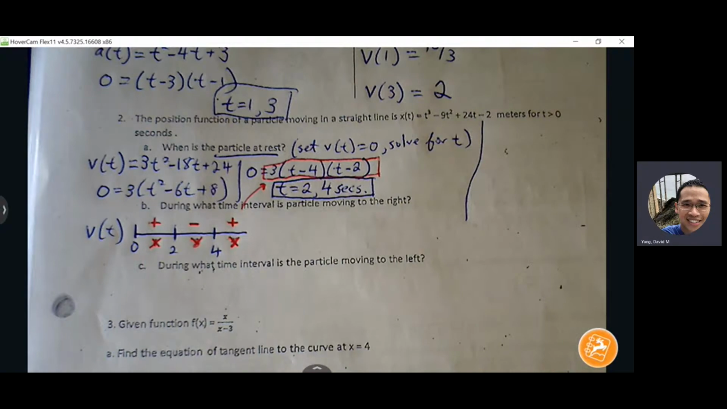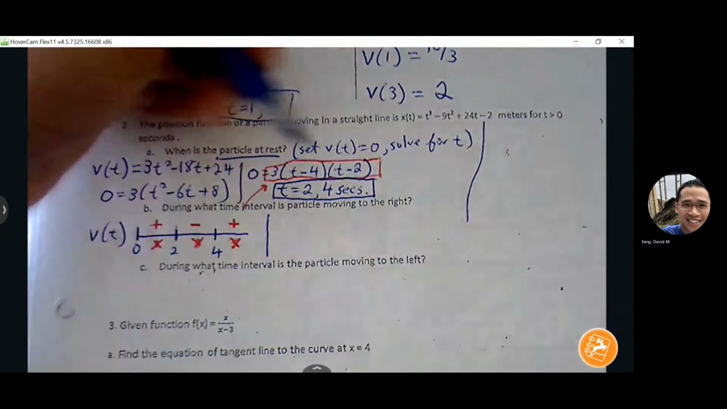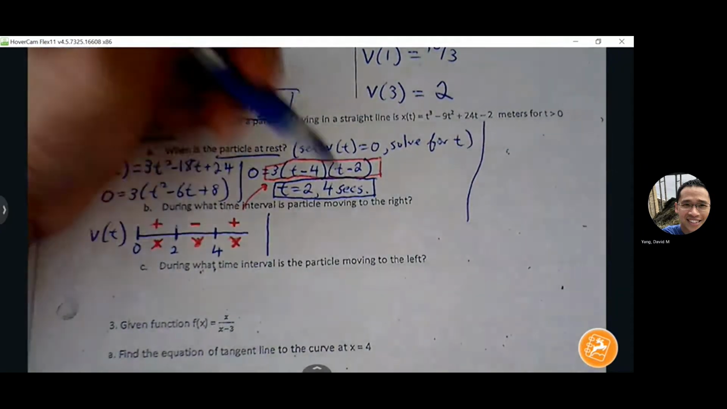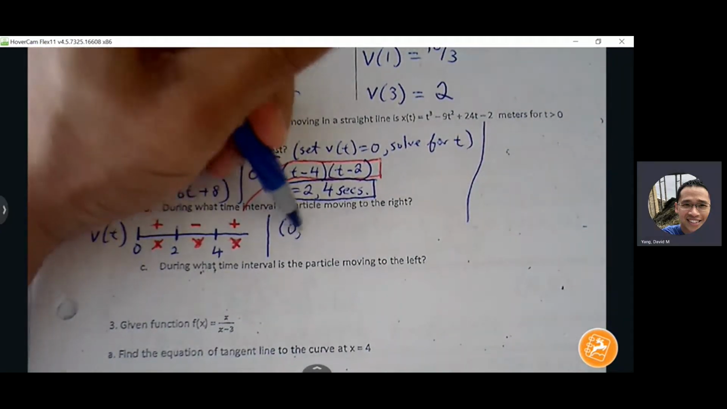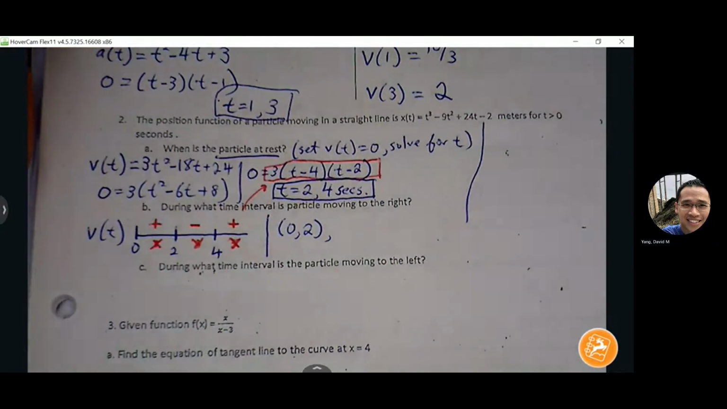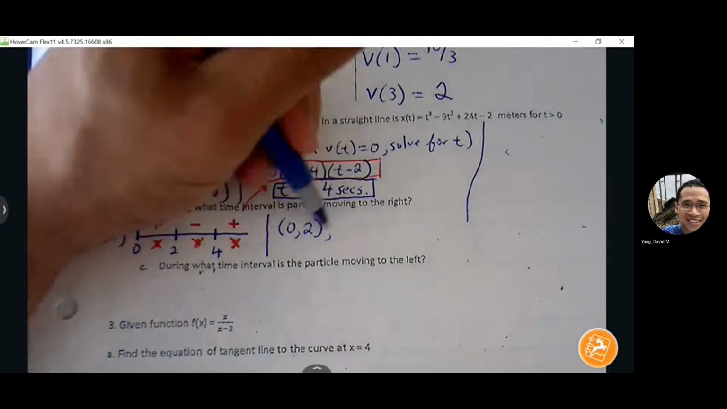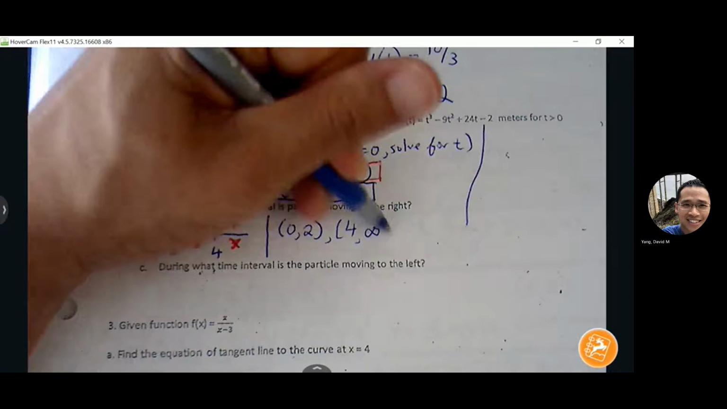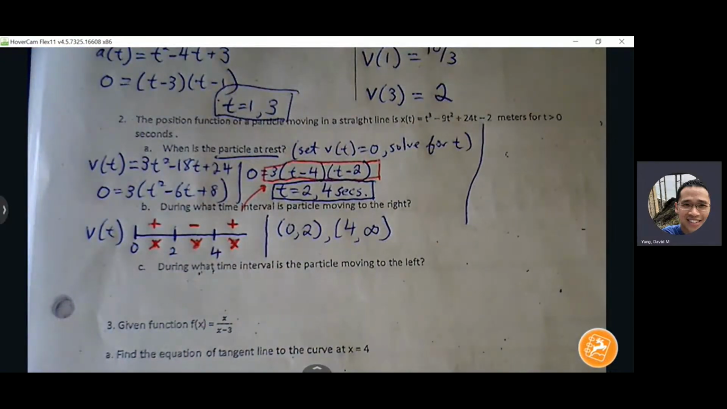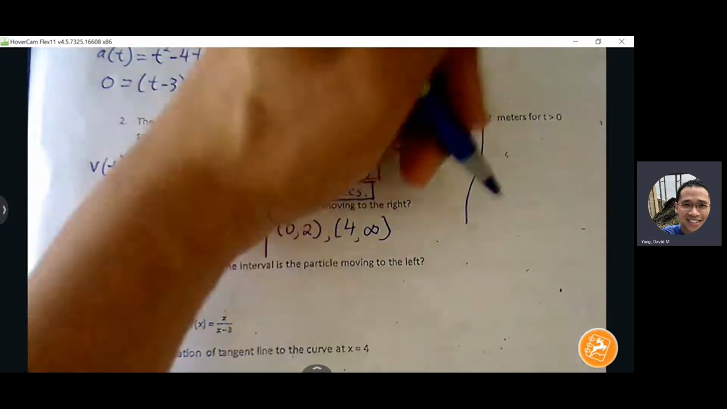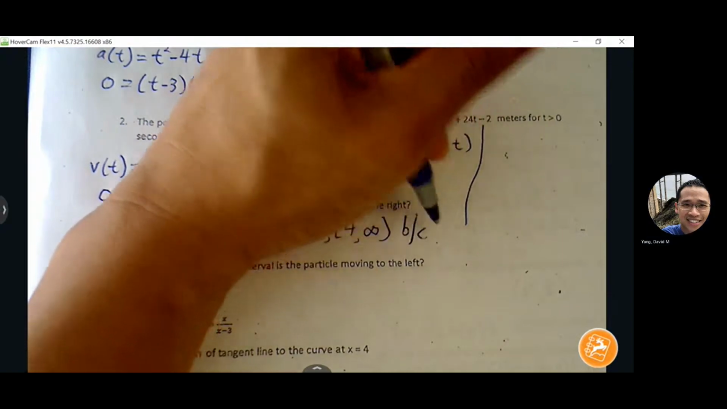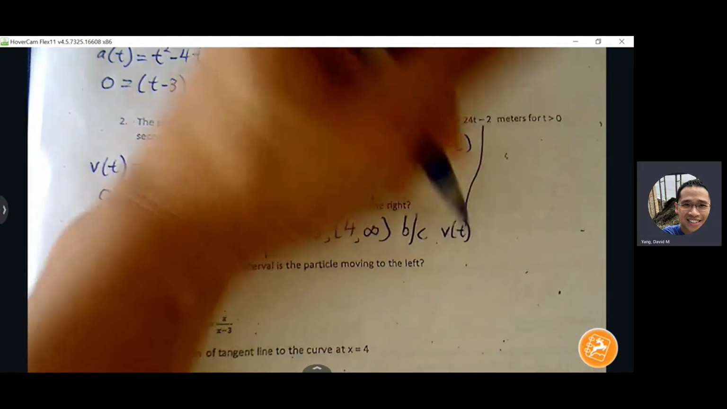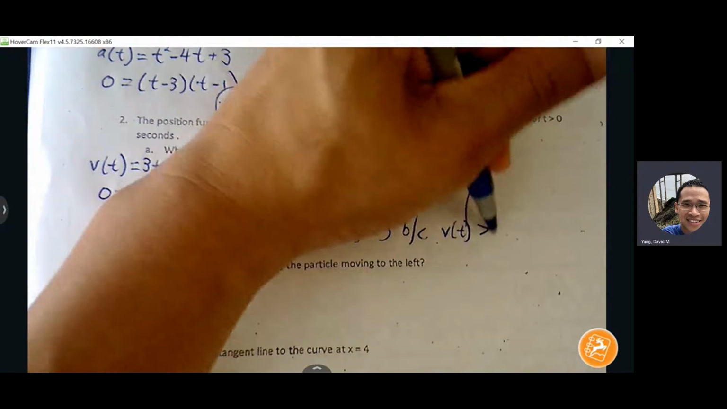Okay, so during what interval is the particle moving to the right? What would you say? 0, 2. Then? Now, it doesn't ask you for justification, but if the quiz asks you for justification, you would say because v of t is what? Positive, greater than 0.